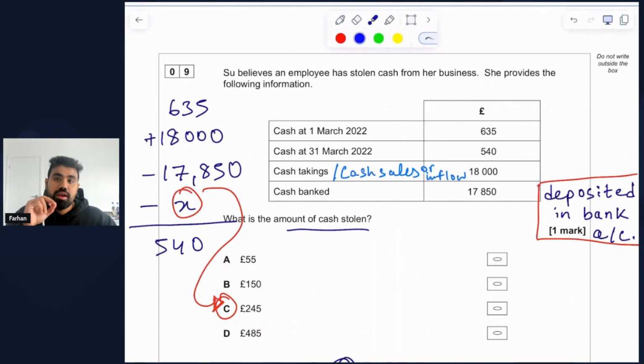Sue believes an employee has stolen cash from her business. She provides the following information. What is the amount of cash stolen?